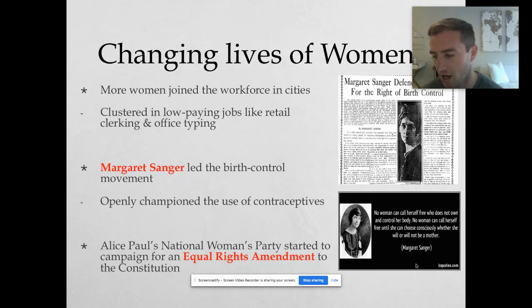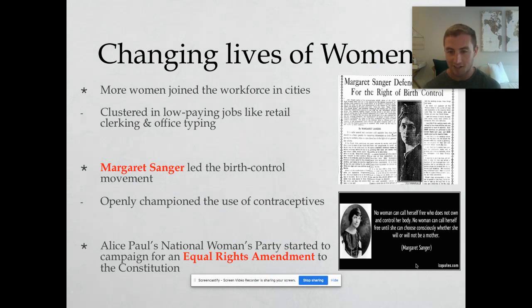Women, this is a huge time of change for women, guys. The 1920s is a time of hugely accelerated political and social change for women, obviously the catalyst of which being the 19th Amendment in 1920. More women are joining the workforce. Many of them are still restricted to jobs like retail and office typing, which becomes called women's work. Margaret Sanger is going to lead the birth control movement, which is part of this sexual revolution that occurs in the 1920s, where the changing relationships between singles is very apparent.